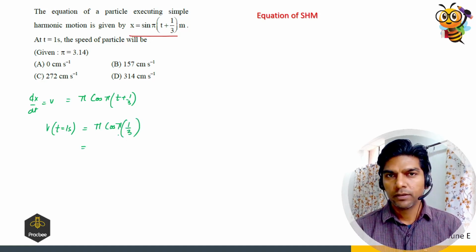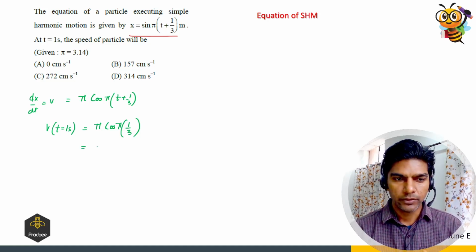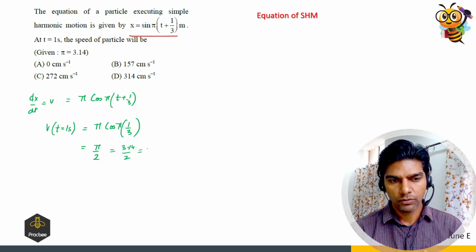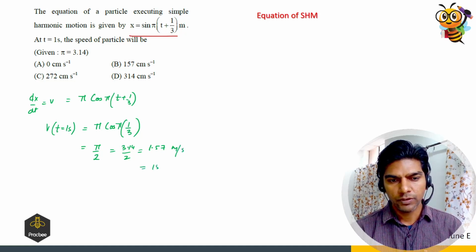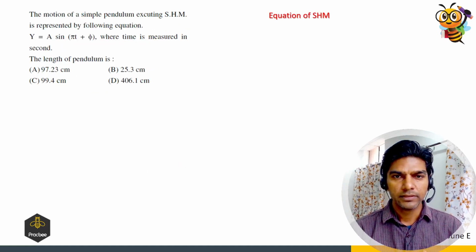So what is cos pi by 3? That will be 1 by 2. So that comes out to be pi by 2. So it will be 3.14 divided by 2, or 1.57, and we are given x is in meters, so that should be meters per second, and it will be 157 centimeters per second. So option B is the right answer. Let us see the next question.